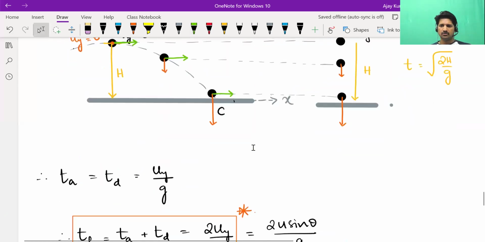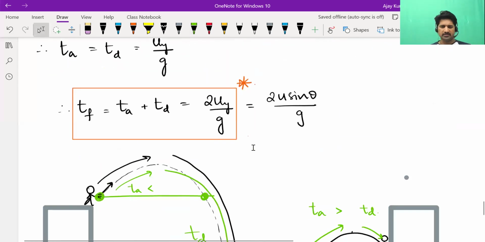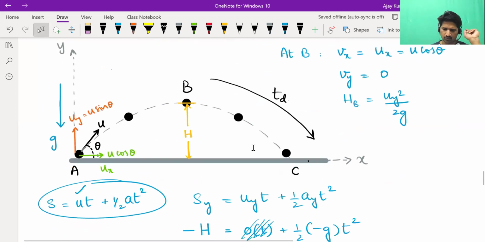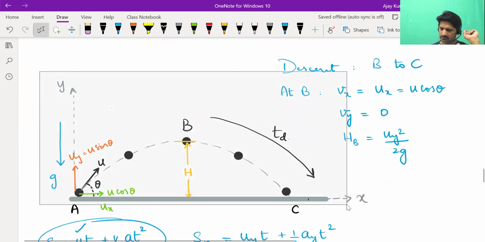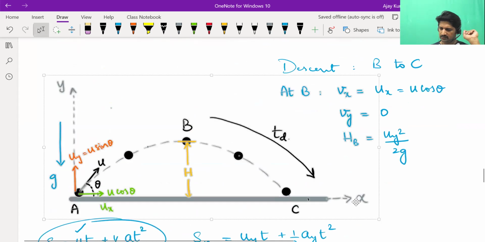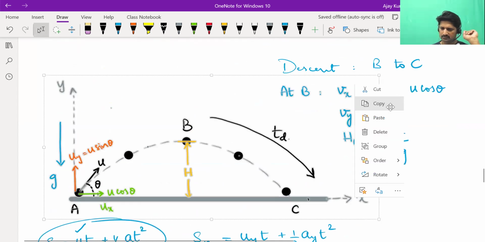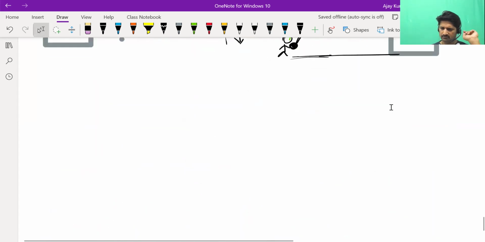Okay, so we got total time of flight 2uy by g. Just one more thing we will derive. That is the horizontal distance covered before striking the ground. We call it range, horizontal range. Simple derivation only. We'll finish it off quickly.